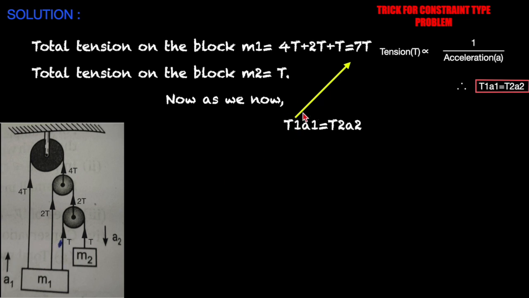So replacing the value of T1 as 7T and replacing the value of T2 as T, because you can see the string connected to the block M2 has tension T. So I am replacing these values and getting 7T times A1 is equal to T times A2. Now cancelling the T, we got our answer: 7A1 is equal to A2. So you find the relation between accelerations so easily by just using the trick T1A1 is equal to T2A2, and by calculating the tensions on the strings you have got your answer.